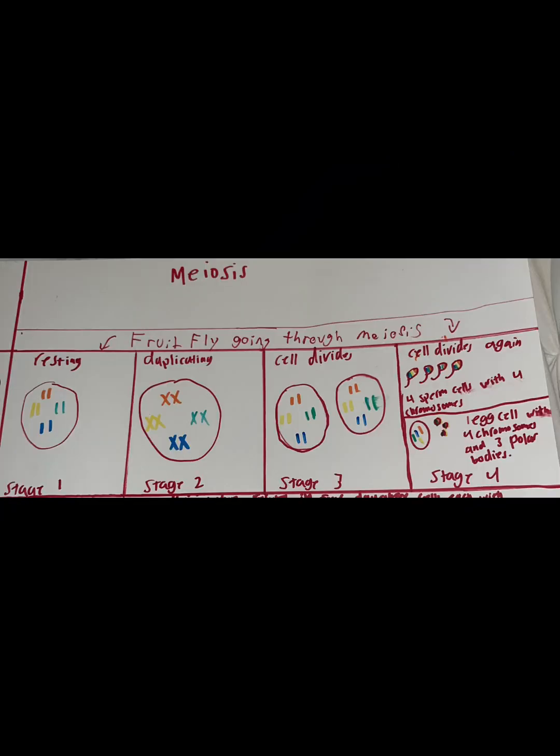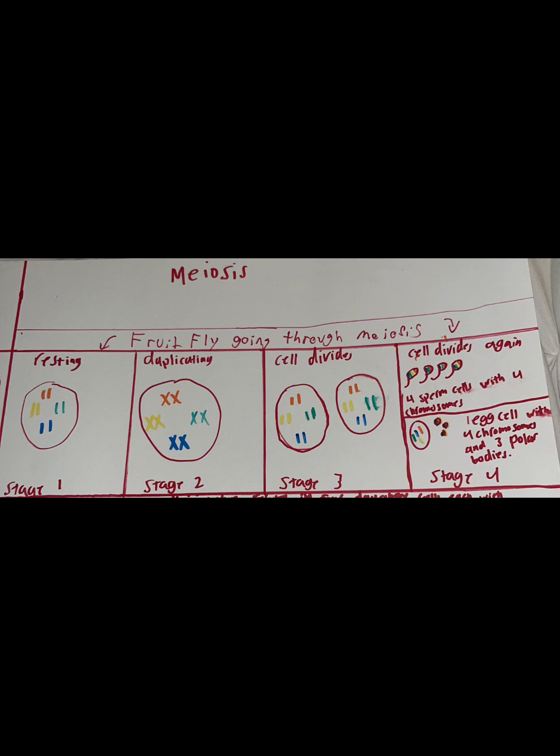Using fruit flies as an example again, let's look at this visual. The first step is the resting stage. The cell has not done anything at this stage. Next is the second step, the duplicating stage. The chromosomes in the cell double.